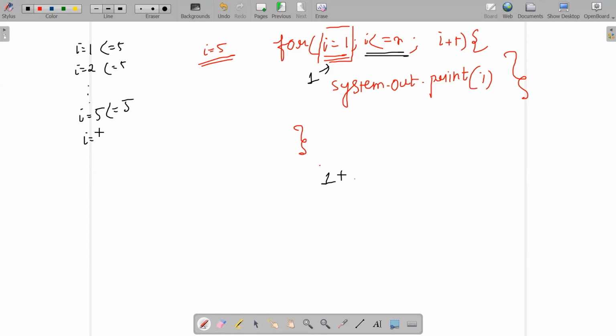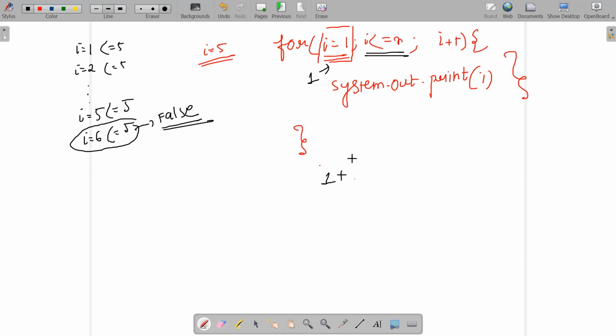Whenever I turn 6, a comparison will happen again. Am I correct? And when the comparison fails, the condition will be false, and then my loop will terminate. That's how your loop works. Do you all agree with me here?